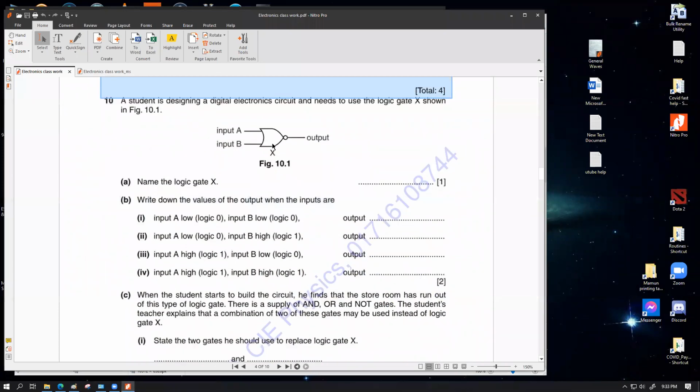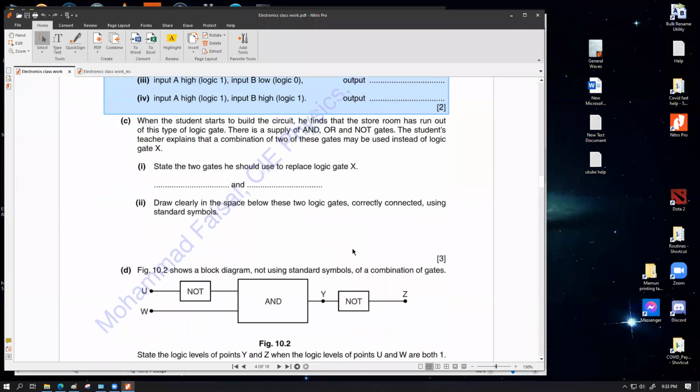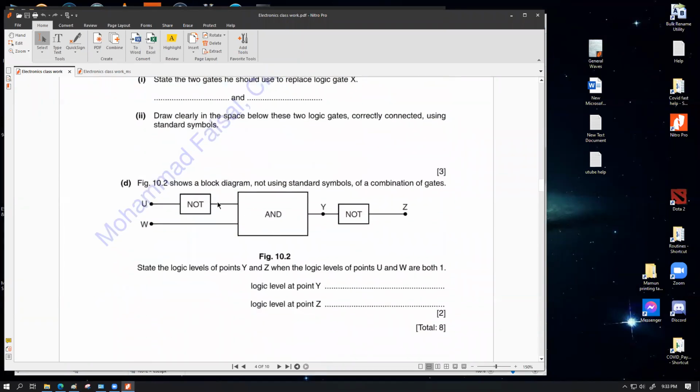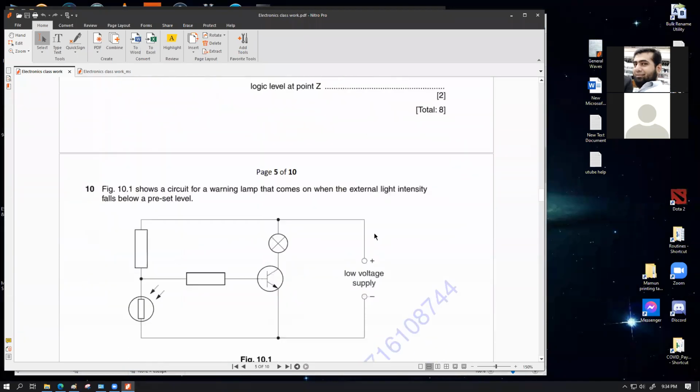Question number 10, they have given us a NOR gate and asked for the output of the NOR gate. This is basically the truth table. Read it carefully and you fill this up. And then we have that same thing, that we have multiple different input levels. You have to fill this up.